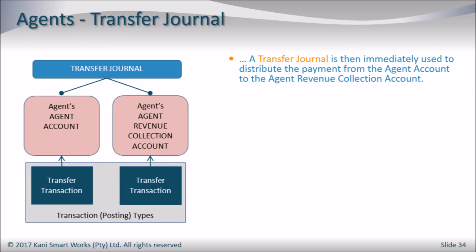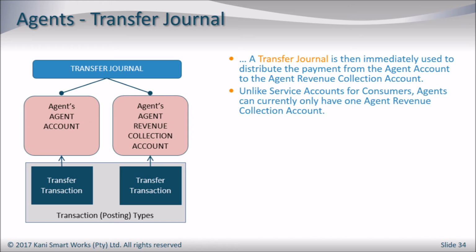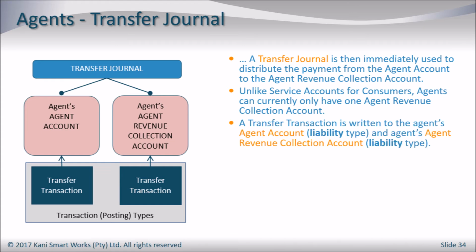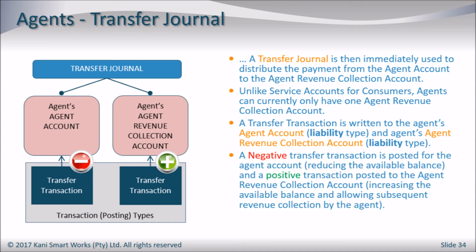The agent account is also an umbrella account, so a transfer journal is then immediately used to distribute the payment from the agent account to the agent revenue collection account. Unlike service accounts for consumers, agents can currently only have one agent revenue collection account. A transfer transaction is written to the agent's agent account and the agent's agent revenue collection account. A negative transfer transaction is posted for the agent account, reducing the available balance, and a positive transaction posted to the agent revenue collection account, increasing the available balance and allowing a subsequent revenue collection by the agent. Transfers are not shown on invoices or statements.